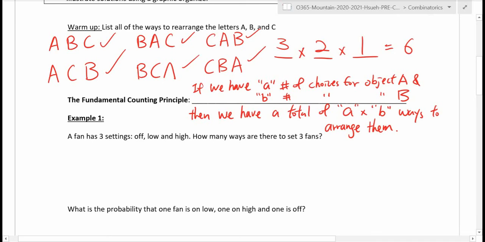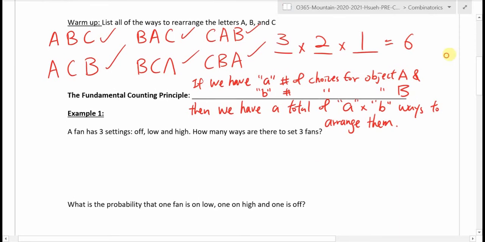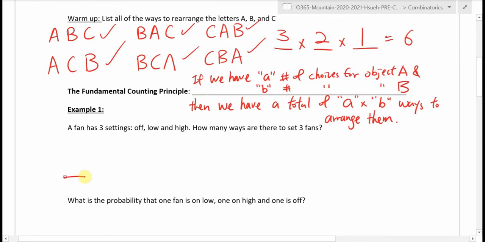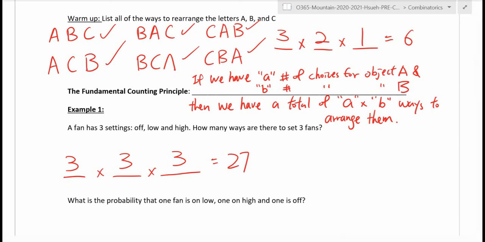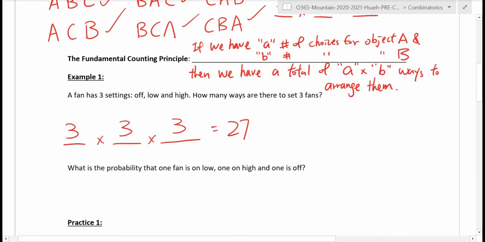So let's look at the first example here. It says a fan has 3 settings: off, low, and high. How many ways are there to set these 3 fans? Again, we have 3 objects, namely 3 fans. For each fan, we have 3 choices, right? It's either off, low, or high. So we have 3 choices for the first fan, 3 choices for the second fan, and 3 choices for the third fan. So in total, there are 27 settings for these 3 fans.